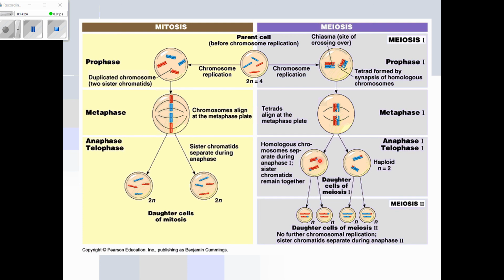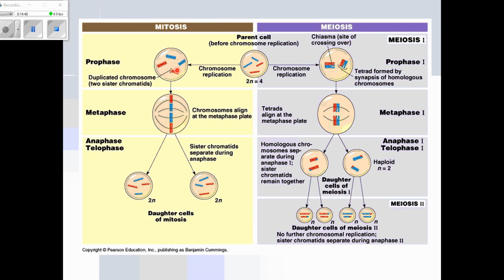So this is just a pictorial representation of what we just talked about. In prophase of mitosis, notice we have 4 chromosomes in this picture, 2 blue and 2 red.